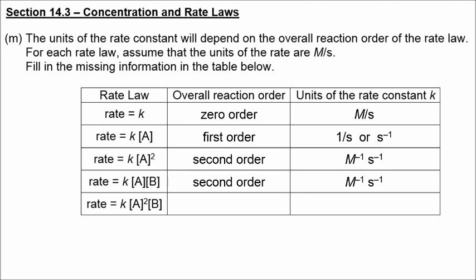And then finally we have an overall third order reaction, so second order with A and first order with B. If we have molarity cubed multiplied by K to give you molarity per second, the units of K would be molarity to the -2 power and inverse seconds.